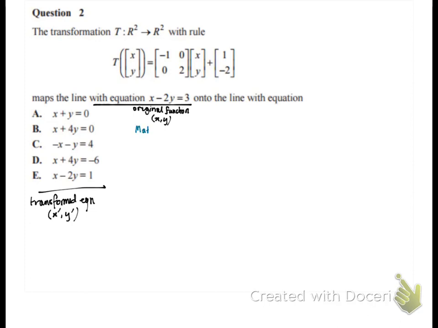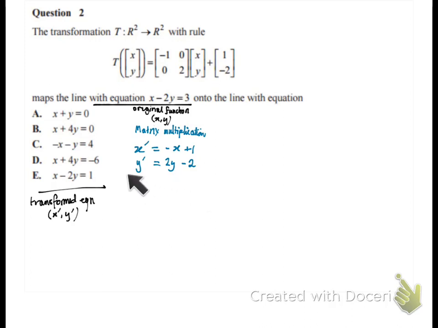Okay, so let's apply the matrix equation. Let's do a matrix multiplication and we'll get our transformation linear equations. So x dash is equal to negative x plus 1. y dash will equal 2y minus 2, by doing the matrix multiplication and then addition.